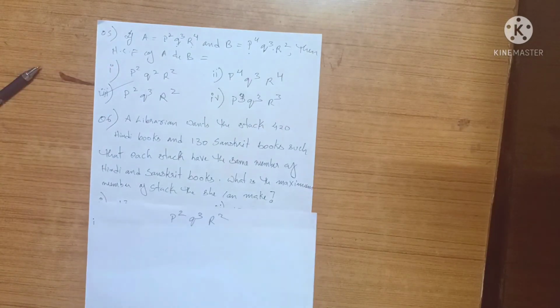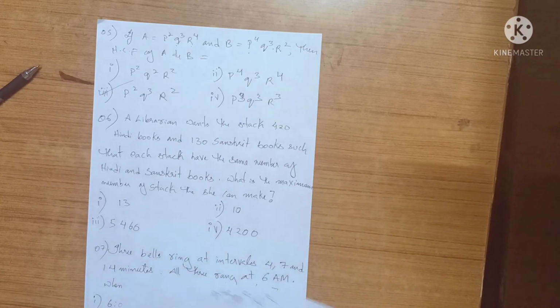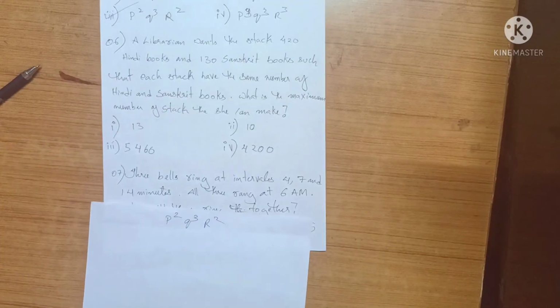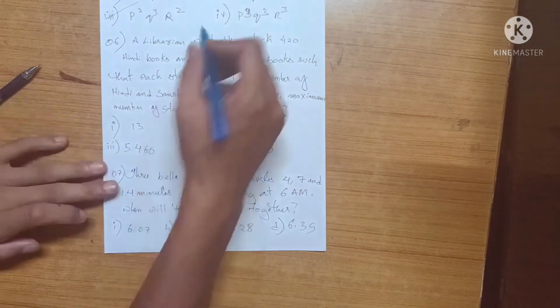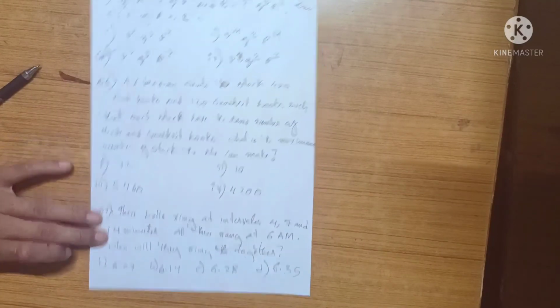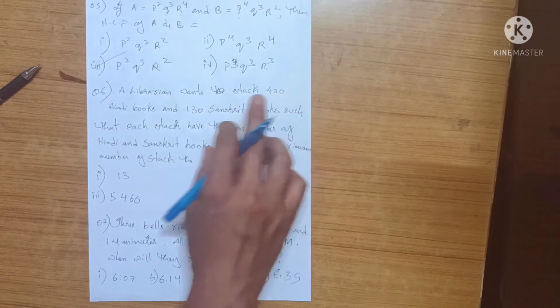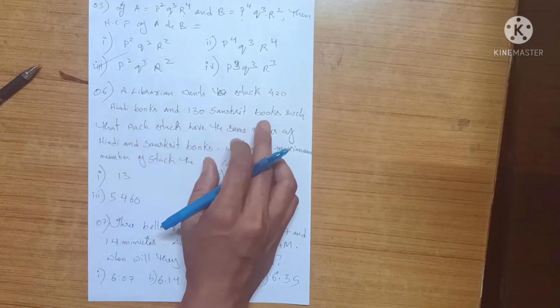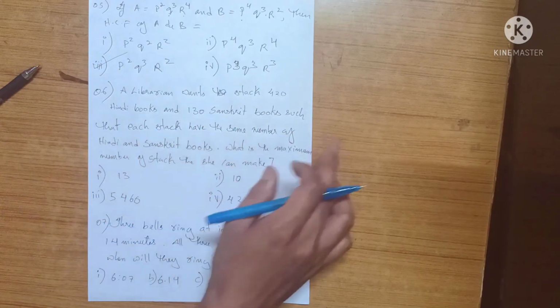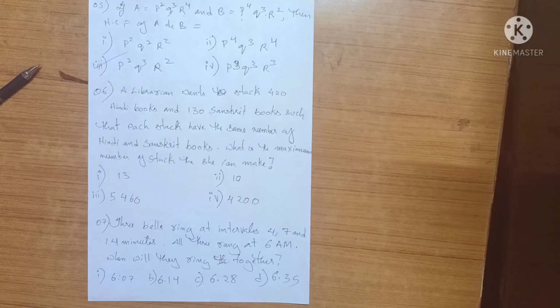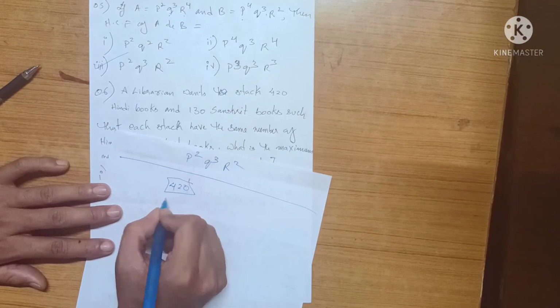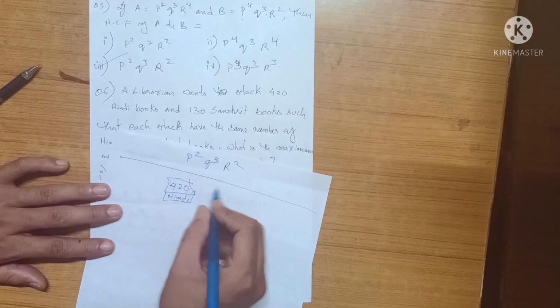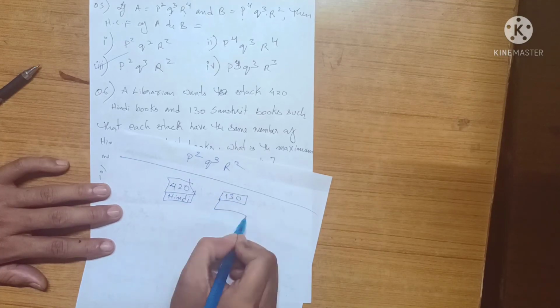Okay. Now let's do the next question. Question number 6. A librarian wants to stack 420 Hindi books and 130 Sanskrit books, such that each stack has the same number of Hindi and Sanskrit books. What is the maximum number of stacks that she can make? So the question is saying the librarian has 420 Hindi books and then 130 Sanskrit books.